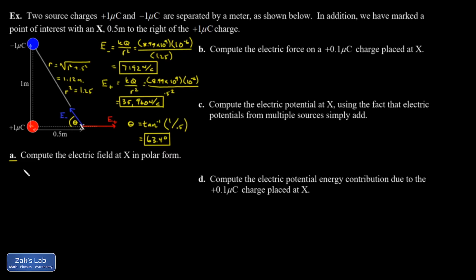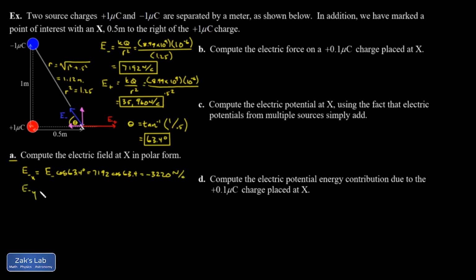Now I can break E minus into components. So I have E minus X component. I'll just draw these components real quick. There's E minus X component and E minus Y component. The X will be given by the cosine and the Y by the sine. So E minus X component is going to be E minus cosine 63.4 degrees. In other words, 7,192 newtons per coulomb, cosine 63.4. And this points to the left, so I'll keep track of that with a minus sign. Negative 3,220 newtons per coulomb.